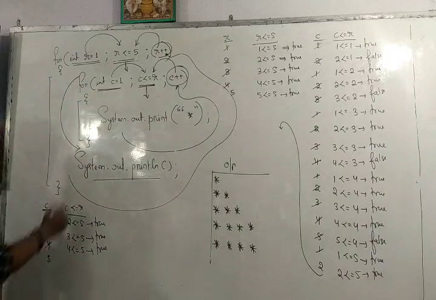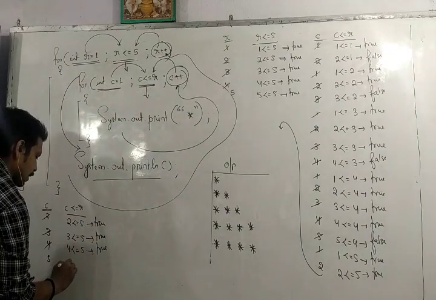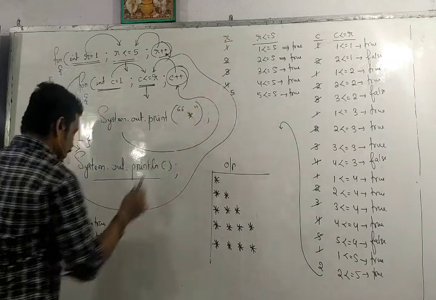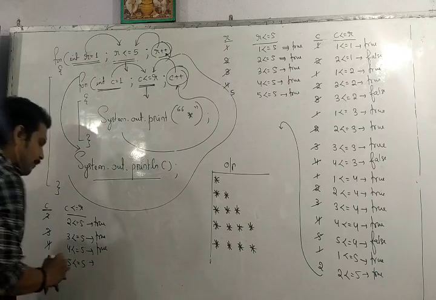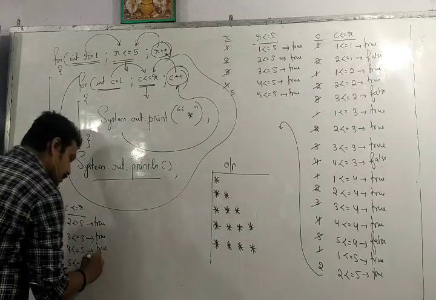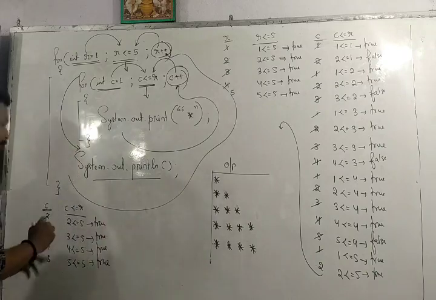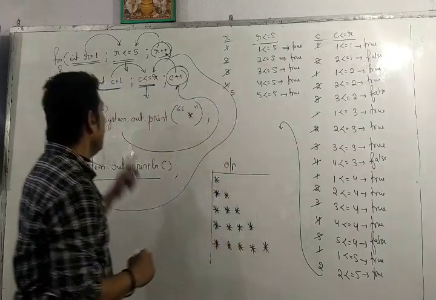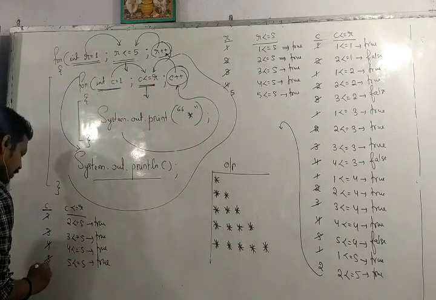What is C plus plus? It is 5. 5 is less than equal to R. What is R? R is 5. So is 5 less than 5? No. Is 5 equal to 5? Yes. If it is yes, then it's true. If it is true, then print 1 star. Okay, and then C plus plus. C plus plus is 6.